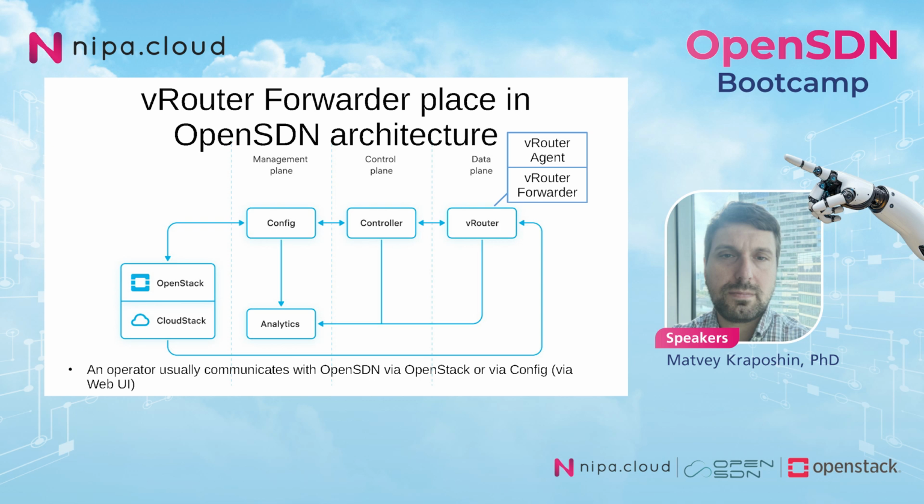I hope you are more or less familiar with this diagram. Now you know that OpenSDN contains at least four main components, named config, controller, vRouter, and analytics. Our component, the vRouter forwarder, which is a part of the vRouter, is connected with the controller and with analytics.